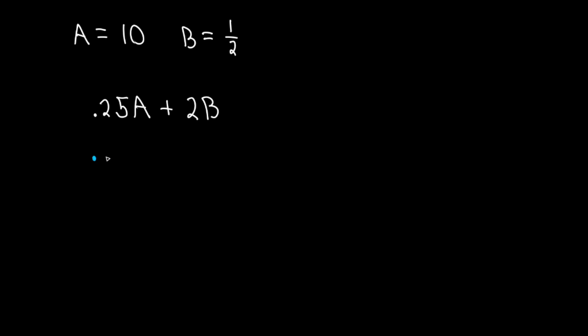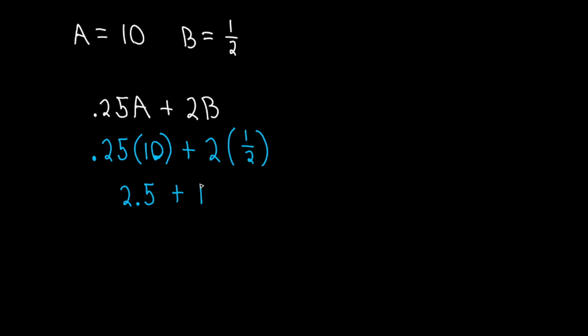Plug in our variables. 0.25 multiplied, in parentheses here, by our a, which is 10. And we're adding it to 2 times our variable b, which we're told is 1/2. 0.25 times 10 will come out to 2.5. And we add that to 2 times 1/2, which is 1. And 2.5 plus 1 is our answer of 3.5.